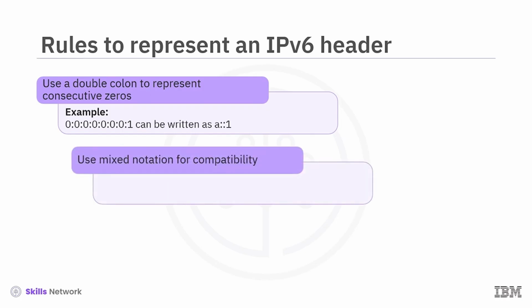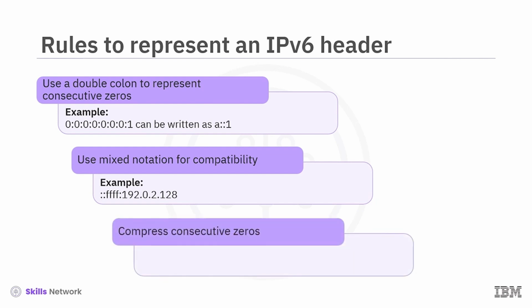Also, there is one exception to this rule. You can only use the double colon replacement once in an IPv6 address. IPv6 addresses can be written in mixed notation with IPv4 for compatibility. For example, ::FFFF:192.0.2.128 represents an IPv4-mapped IPv6 address.